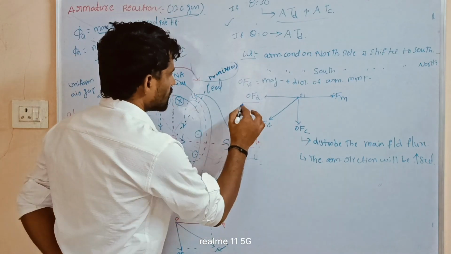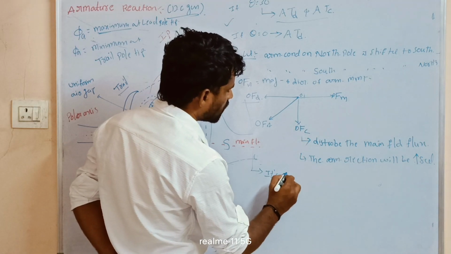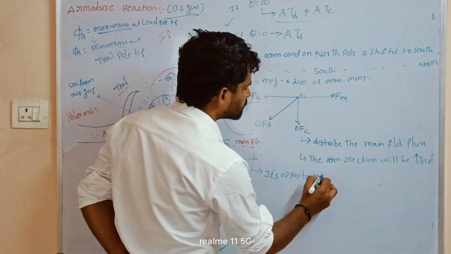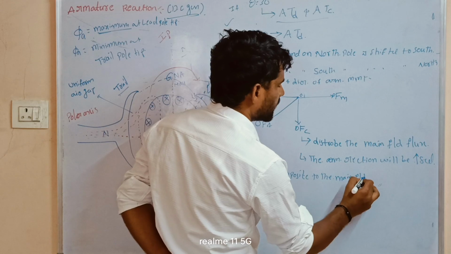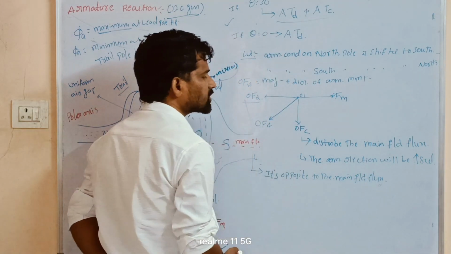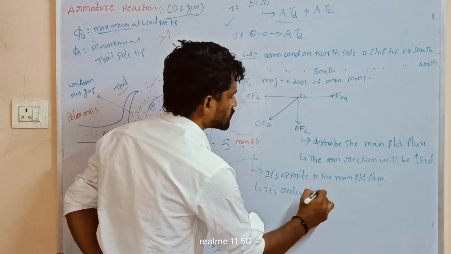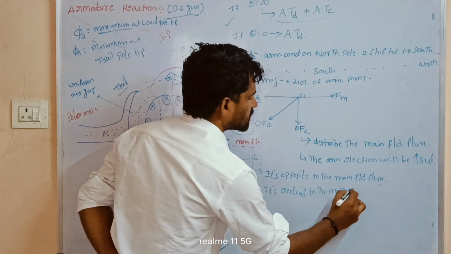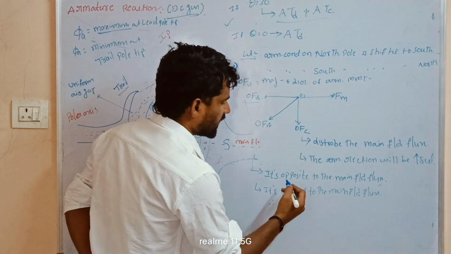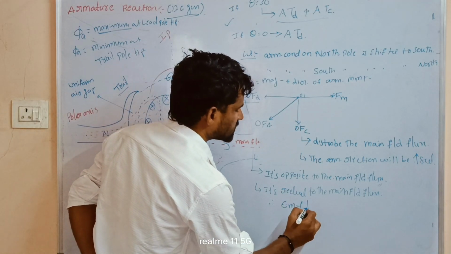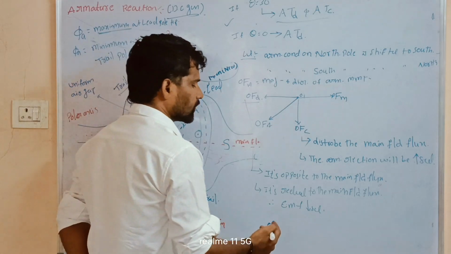Now FD, we can add FD. It is opposite to the main field flux. When it is opposite to the main field flux, it reduces the main field flux. When the main field flux is reduced, automatically the induced EMF will be reduced. The EMF is decreased. That is the demagnetization effect. So why is the EMF decreased?